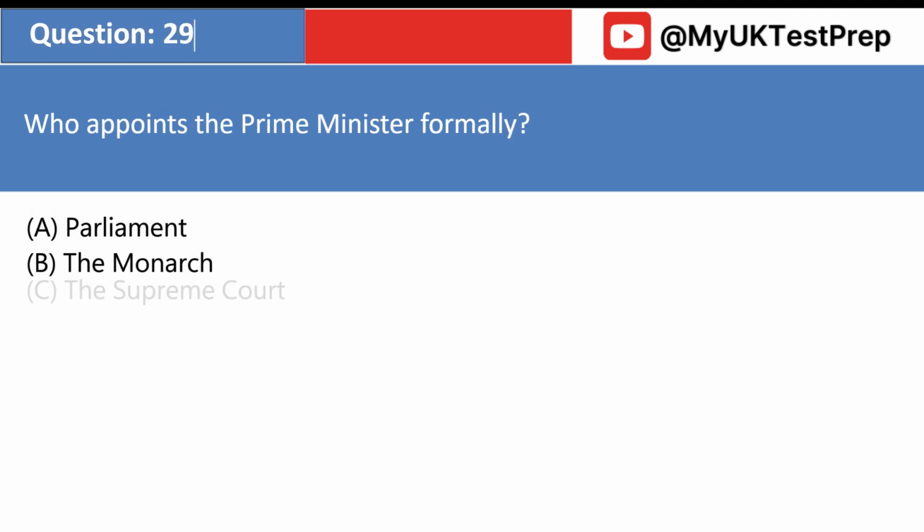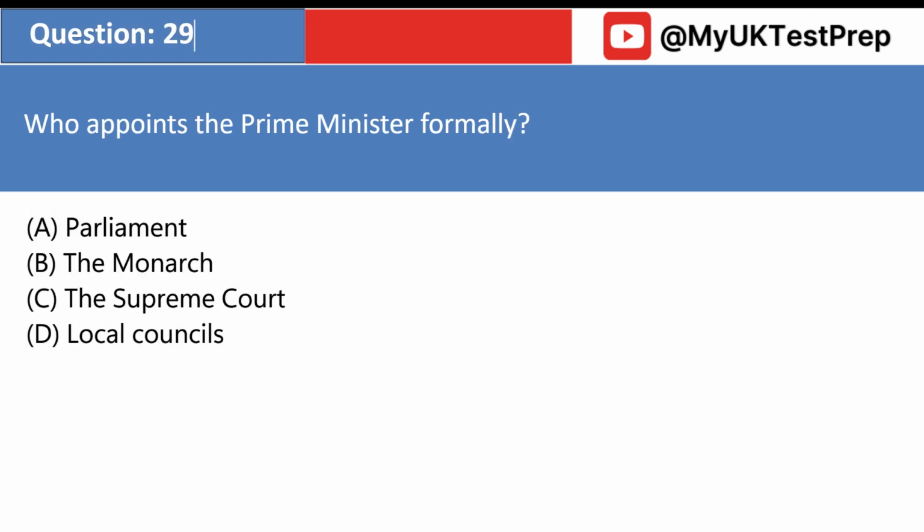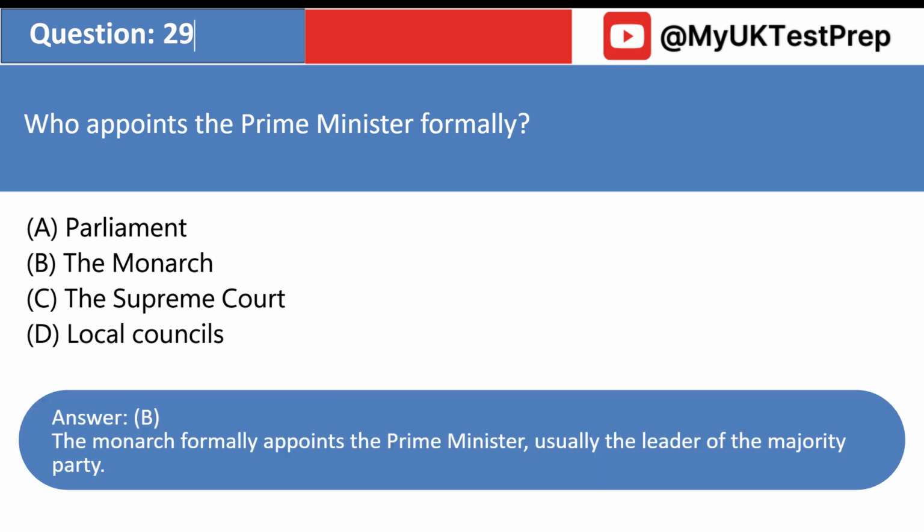Who appoints the Prime Minister formally? A. Parliament. B. The monarch. C. The Supreme Court. D. Local councils. Answer: B. The monarch formally appoints the Prime Minister, usually the leader of the majority party.